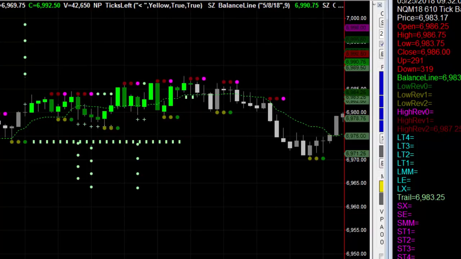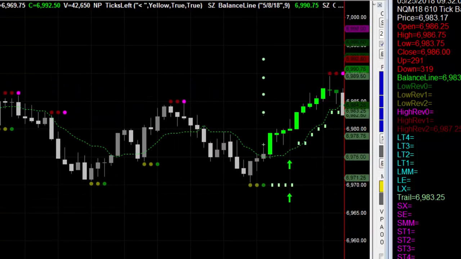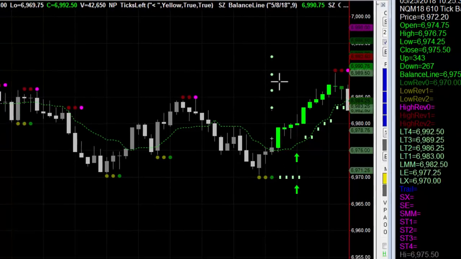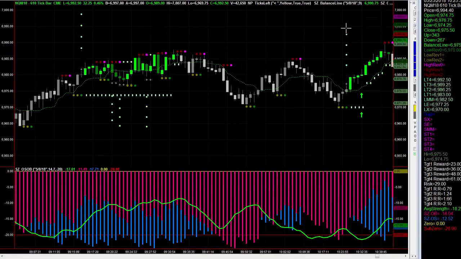But then you'll get another setup a little bit later, a nice long trade here, and that one comes up and hits a perfect target 3. And you can just see how dependable these setups are, which is the point of this video.